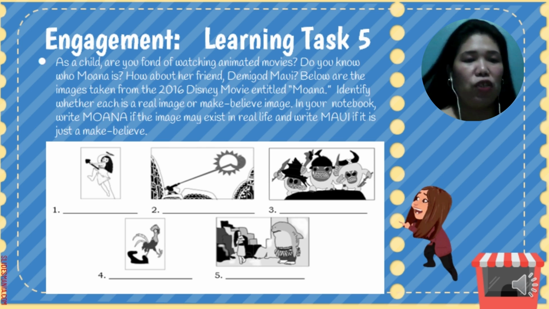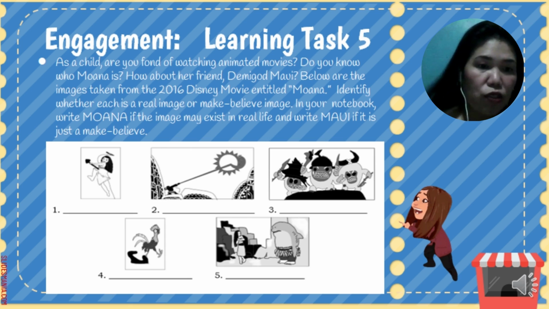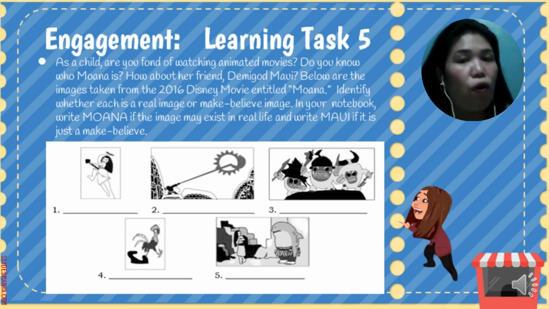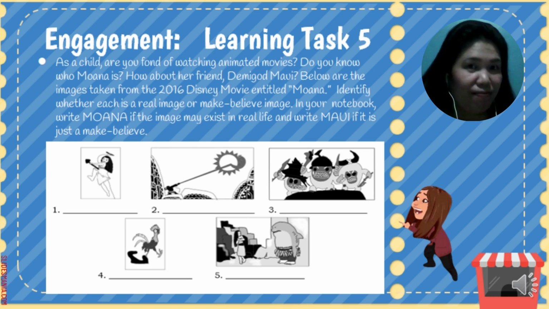So take a look at the pictures from number 1 to number 5. Analyze it carefully if it can happen in real life, and then you may answer Moana or Maui. You may do it now.